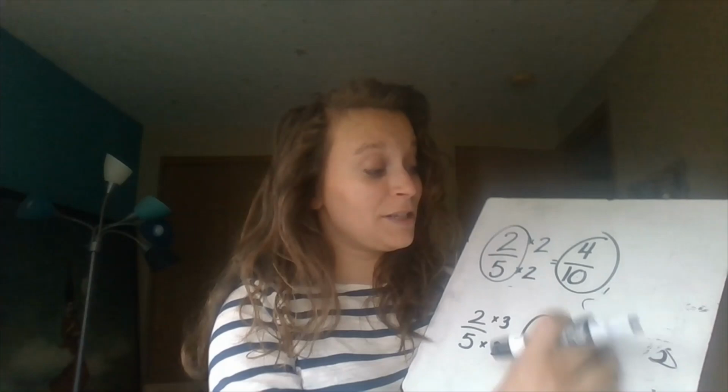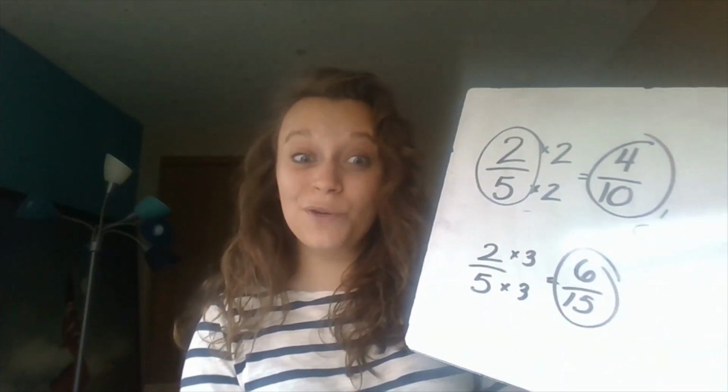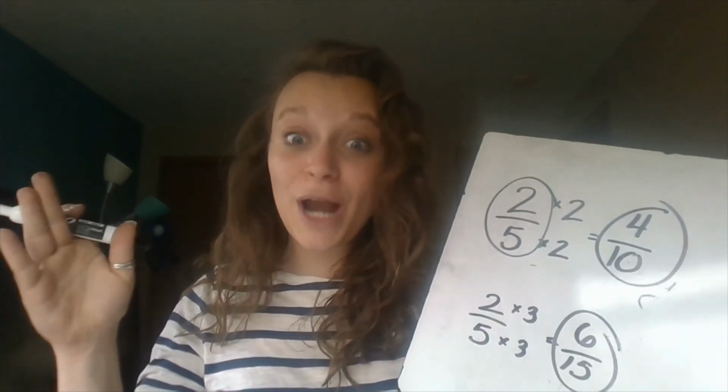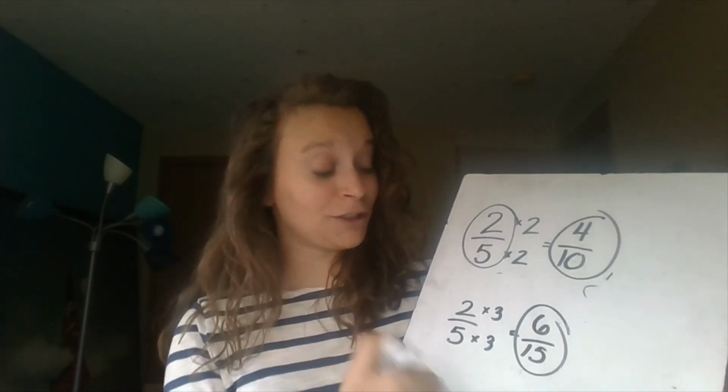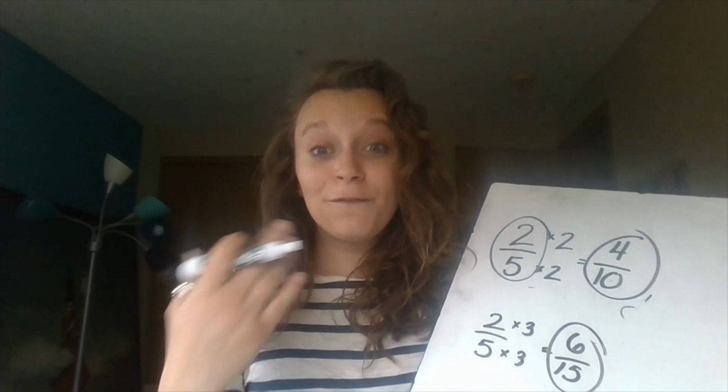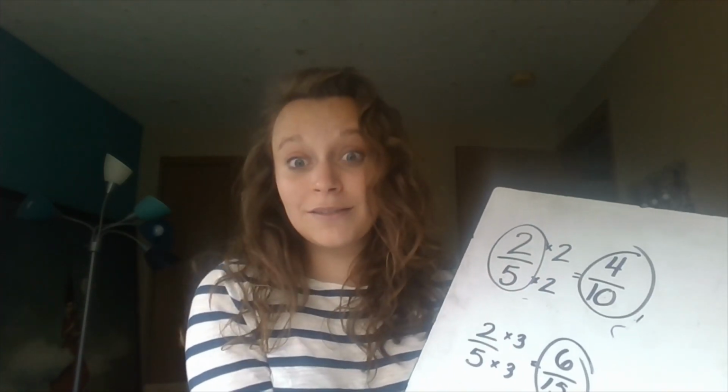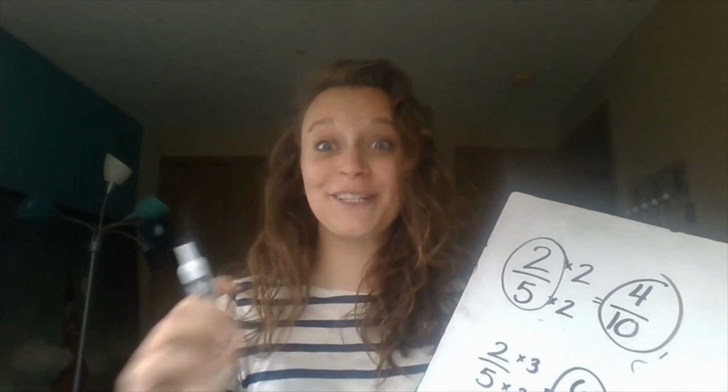And I could keep going over and over again. I could take 2/5 and multiply by any number I wanted, as long as the top and bottom are the same, and I would get equivalent fractions. I could do 100, 200, 500 is equivalent to 4/10. So you can find equivalent fractions that way as well.